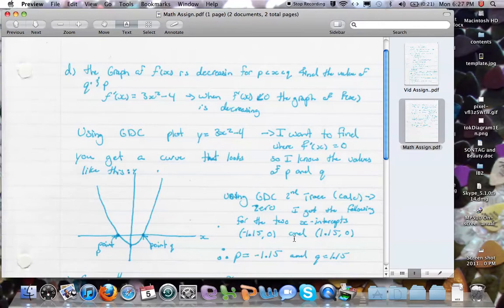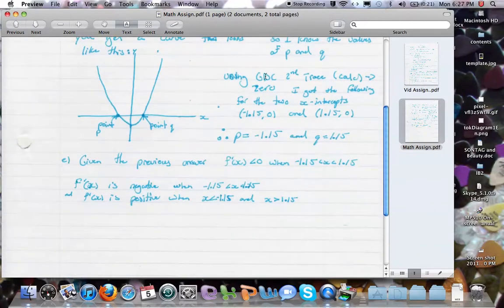And the reason why they are the same is because there's no horizontal stretching or translation, so therefore you know that it's going to be negative and positive of the same value. So therefore, simply using this, you know that P is equal to -1.15 and Q is equal to 1.15 from the original question up here, where it asks for finding P and Q. So therefore, when f prime is negative, it's between P and Q.